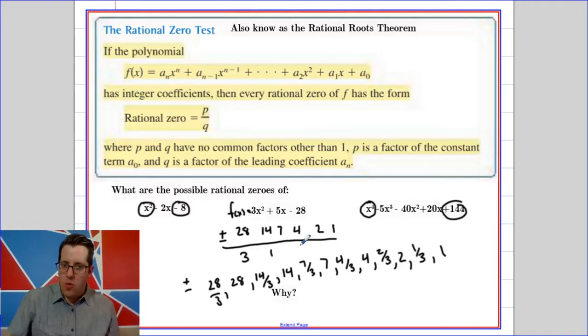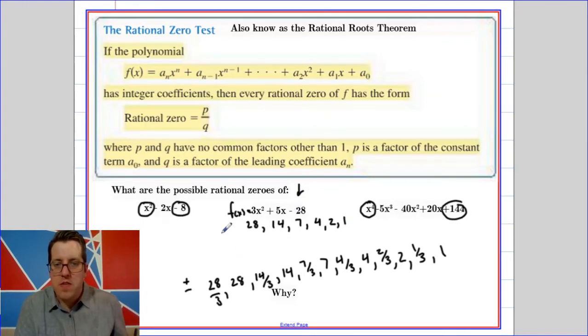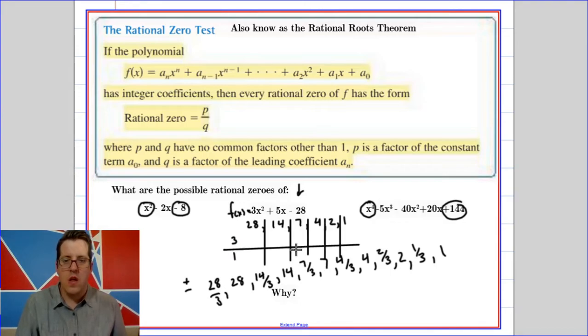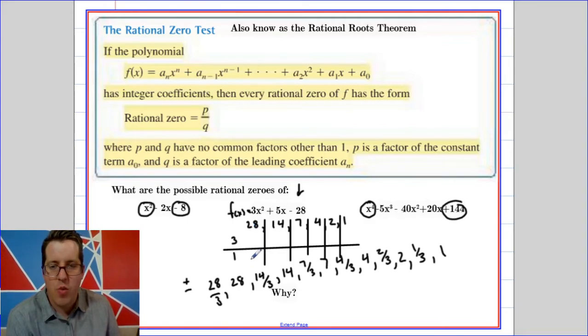Okay, so if you have things that are especially long, sometimes the way you want to organize it is by thinking of all of the factors of the constant term across, and then all of the factors of the lead coefficient down. And then you make this grid of all of the possibilities. So you could see where I'd get 28 thirds and 28 over 1, 14 thirds and 14 over 1, 7 thirds and 7 over 1, so on and so forth.